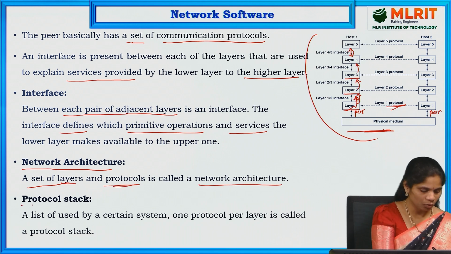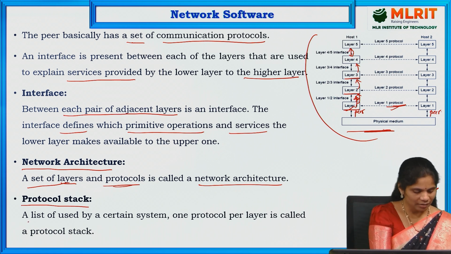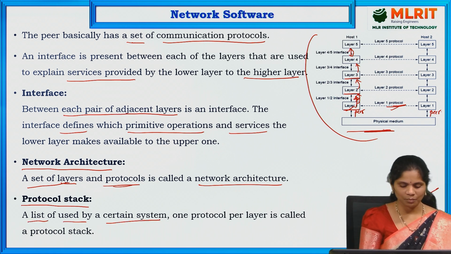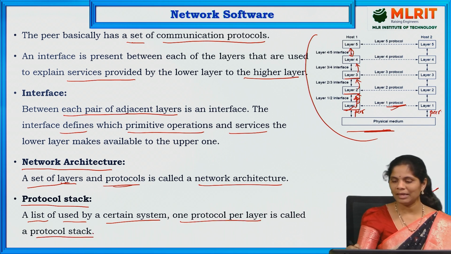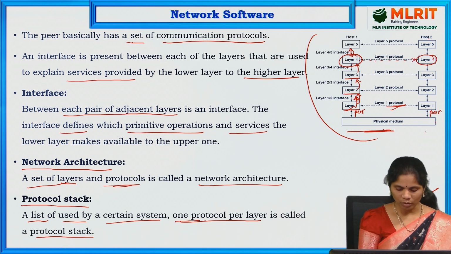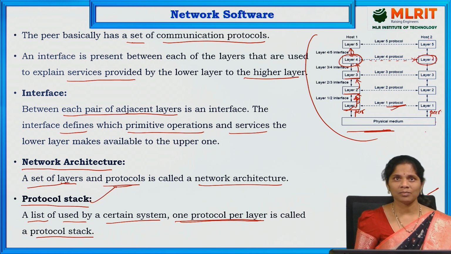And coming to protocol stack. What is a protocol stack here? A list of protocols used by a certain system, one protocol per layer, is called a protocol stack. See here in this diagram, in host 1 consider layer 4, and in host 2 consider layer 4. Each layer has only a particular protocol, that is, one protocol per layer. That is called a protocol stack. These all come under protocol hierarchy in network software.